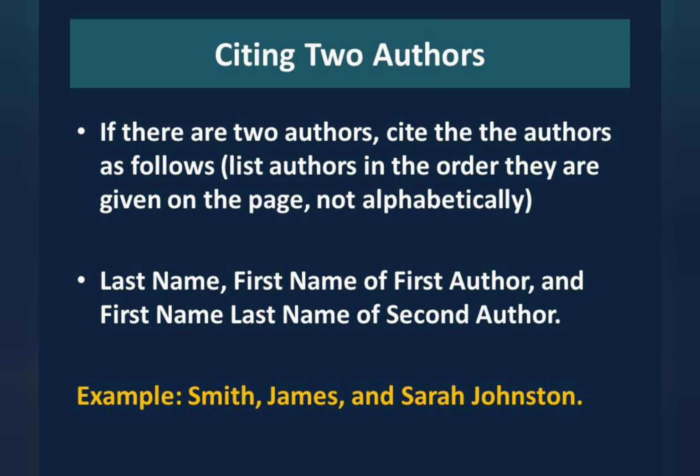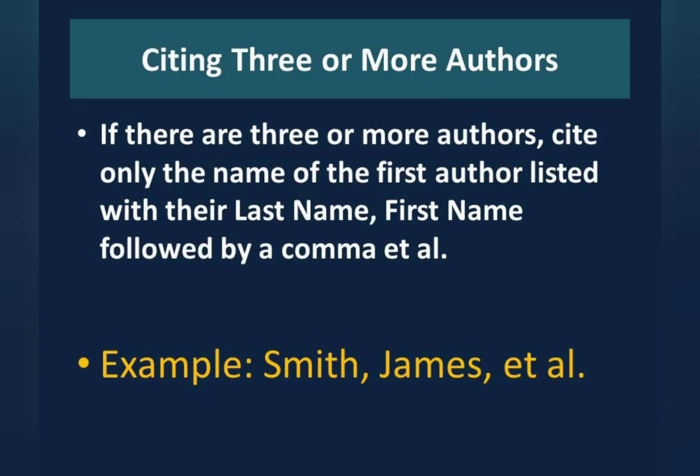A doubt may arise about what to do if there are 2 or more authors. In such cases, if there are 2 authors, cite the authors as follows. List authors in the order they are given on the page, not alphabetically. Last name, comma, first name of first author, comma, and first name, last name of second author. So here there is an example. If there are 3 or more authors, cite only the name of the first author listed with their last name, comma, first name, followed by a comma et al.